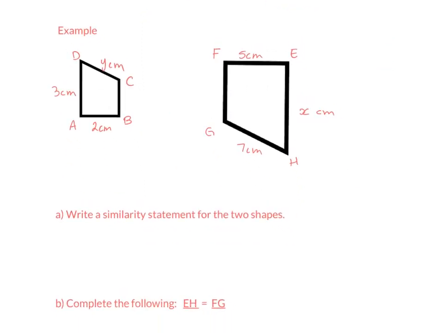So over here we have two trapeziums. The first one is ABCD. We're going to call this the actual. And we have EFGH. We're going to call this the image, because we use the first one, the actual one, to get the image. First thing first says, write a similarity statement for the two shapes.